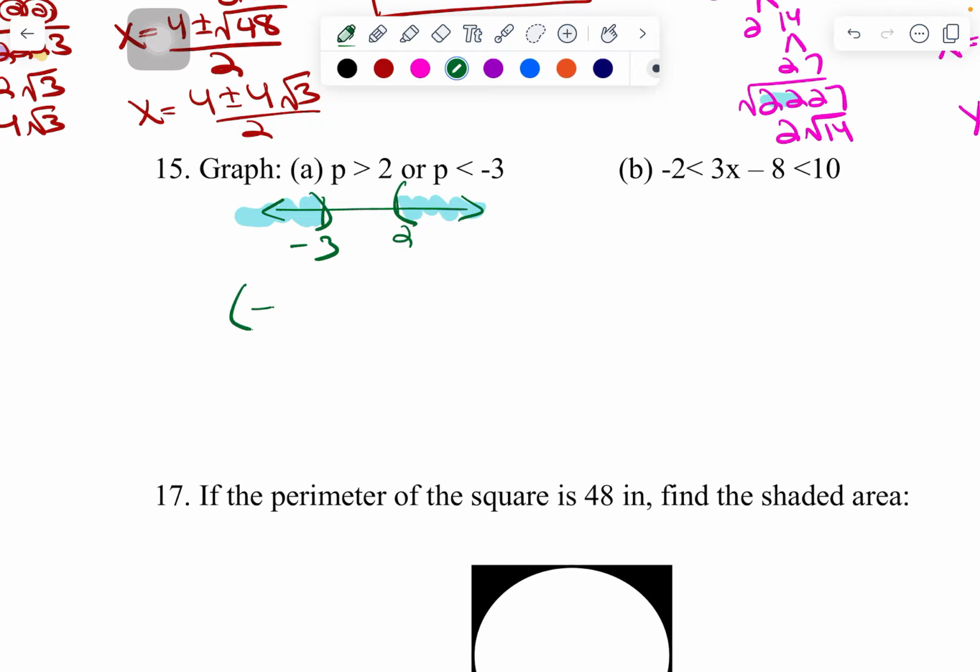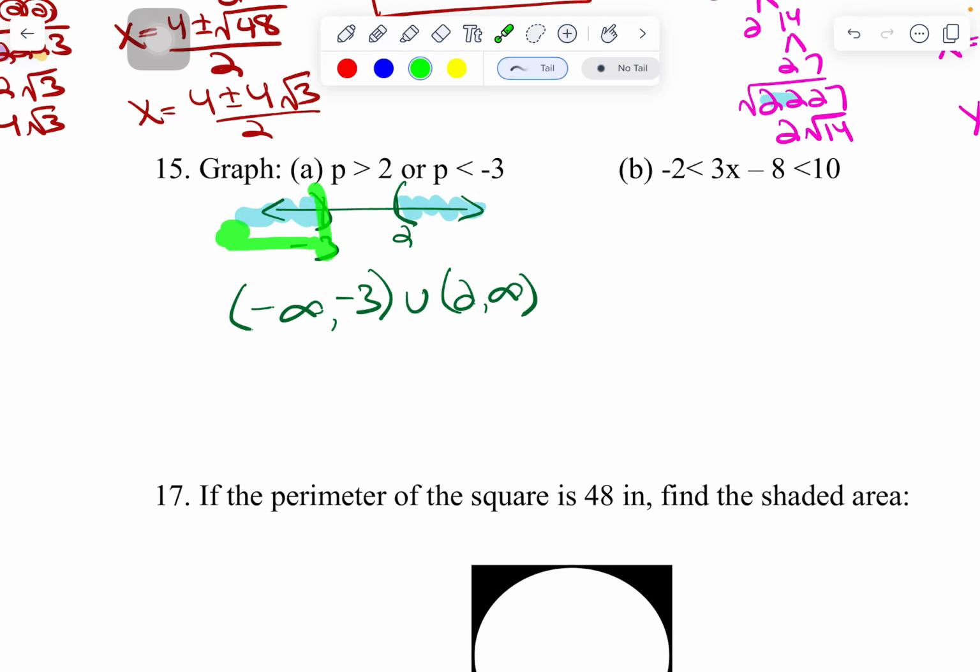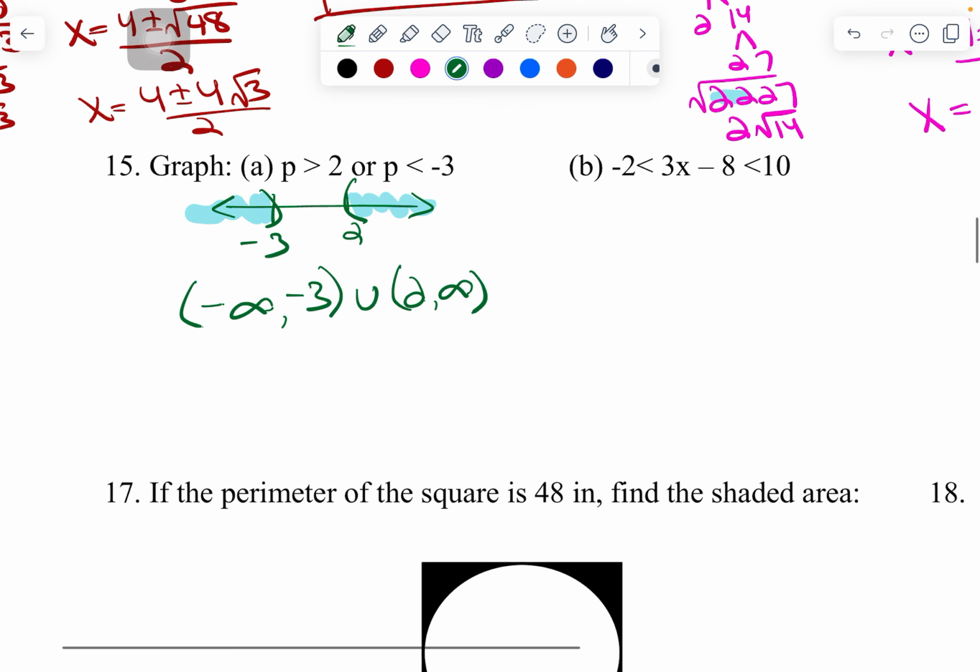And part of writing your graph is including the interval notation, please and thank you. So our shading here starts at negative infinity and stops at negative 3. So that's our first interval. And then we pick up our shading at 2 and go to infinity. So that is our second interval right there. That's a disjunction. 15 part B is a conjunction.